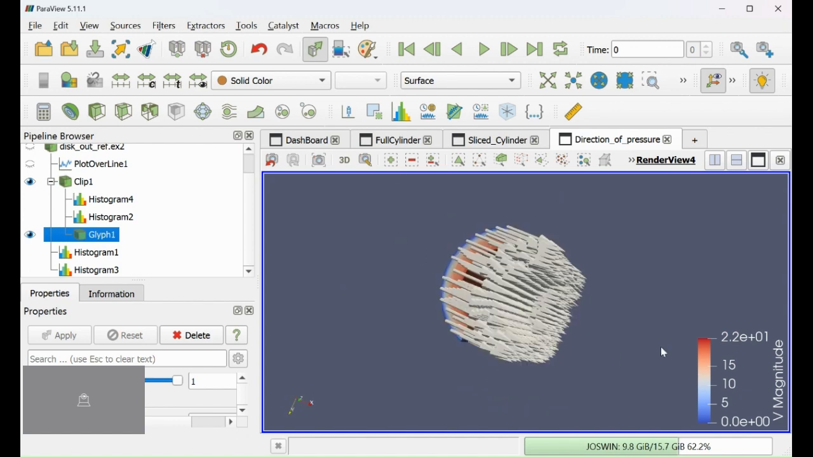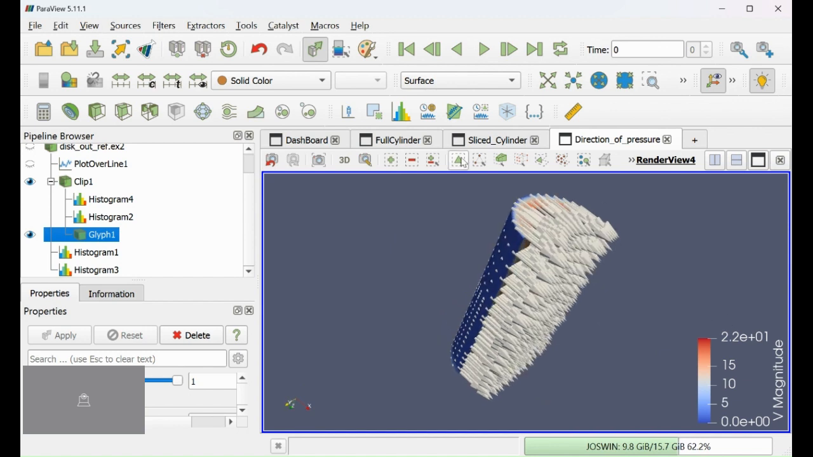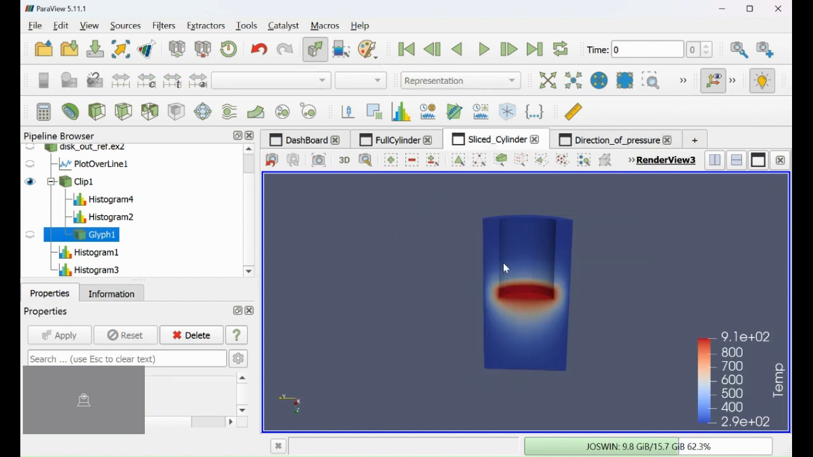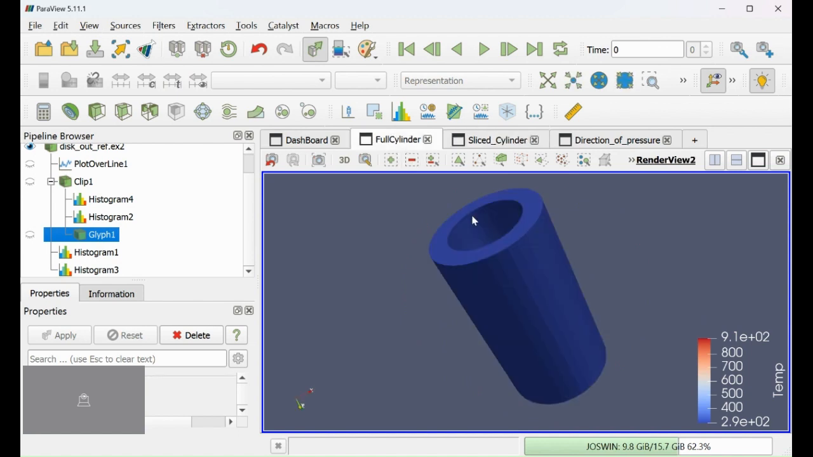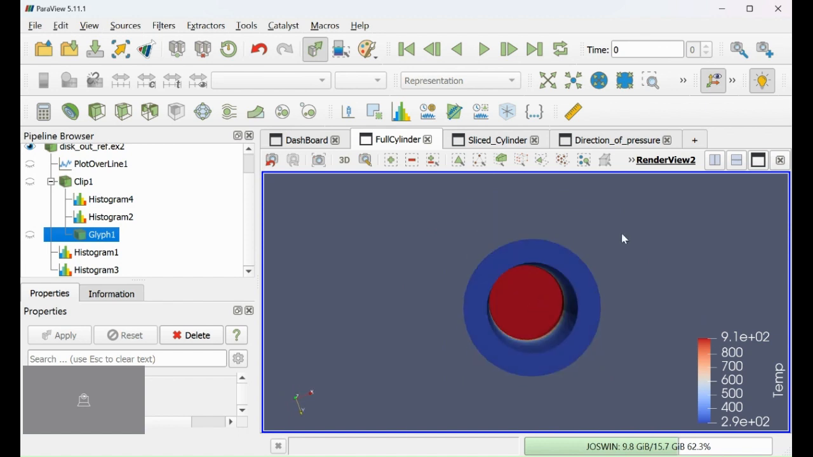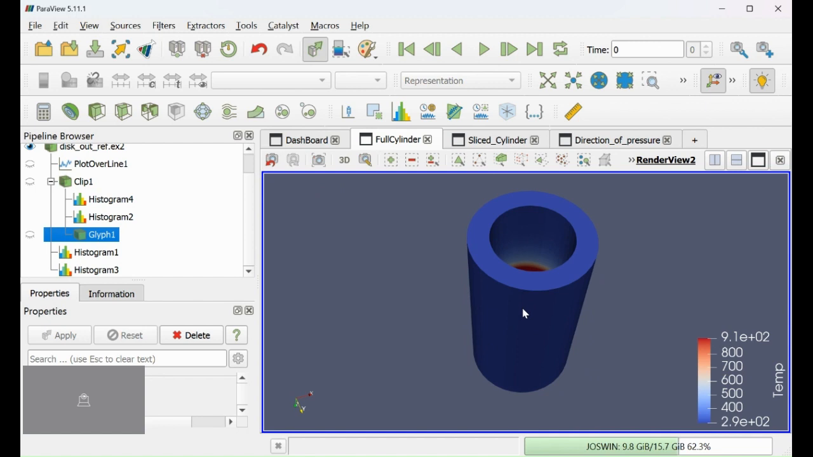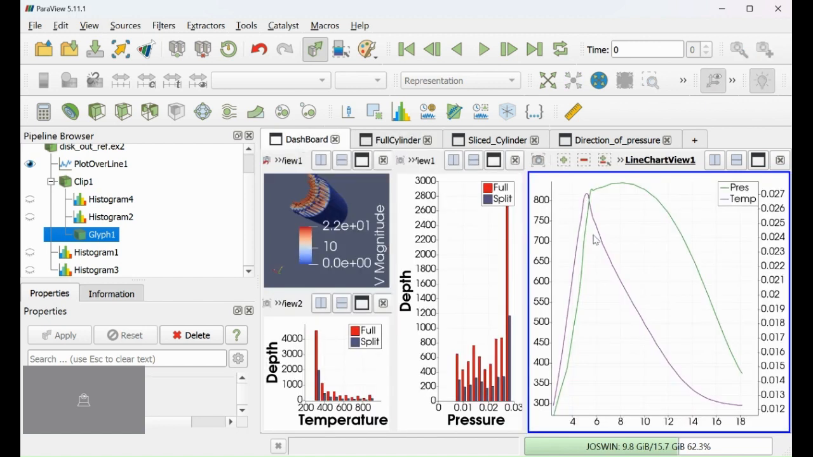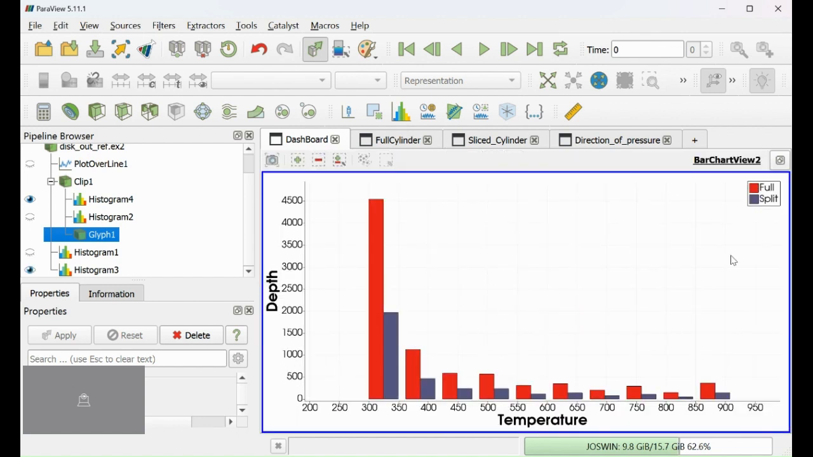We managed to come up with a visualization, and the visualization is mostly to show the relative distribution of temperature and distribution of pressure in the cylinder. So this dashboard shows us, one, let's look at the temperature.